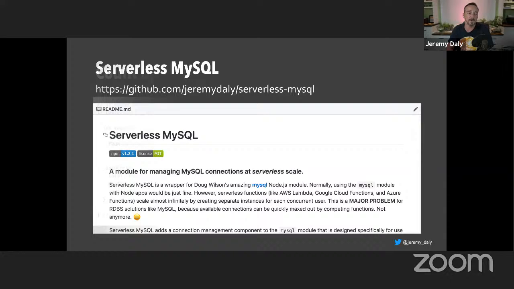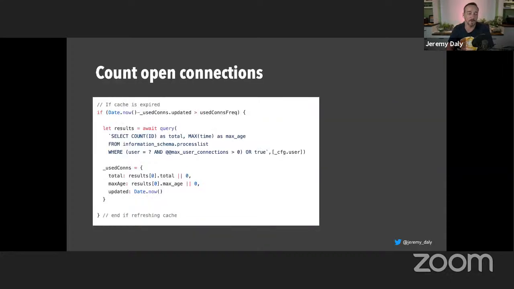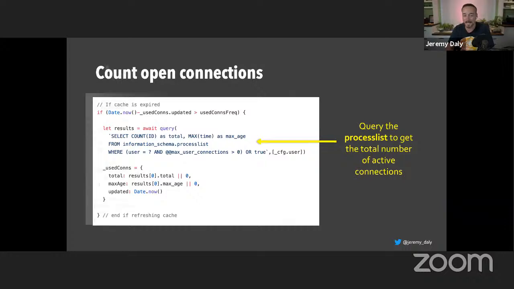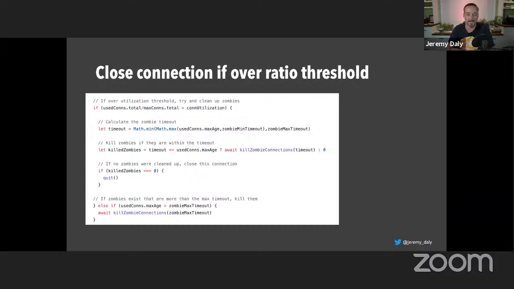Just to give you a quick idea of how this approach would work, for MySQL anyway, we query the process list and get the total number of active connections. I'm going to go through this quickly because it's just to give you an idea. We check some sort of connection ratio. Now this is important too, because Aurora Serverless scales when it meets certain thresholds.